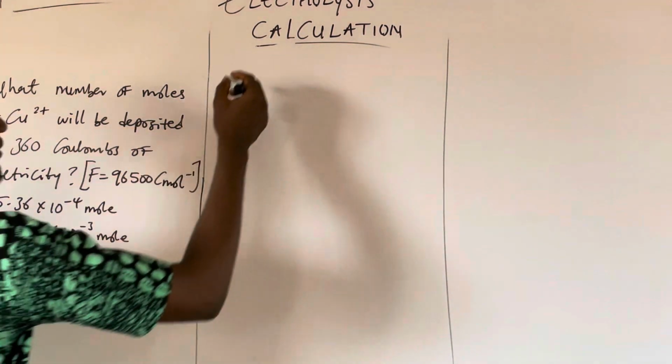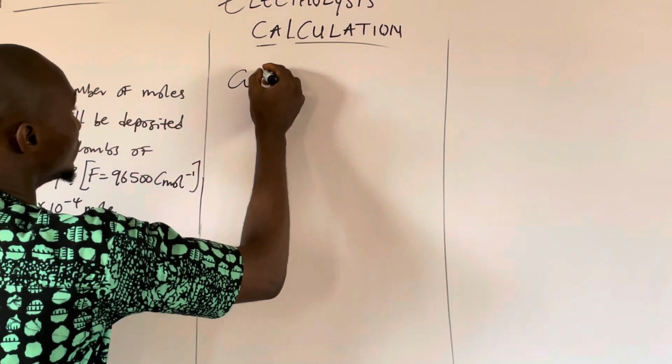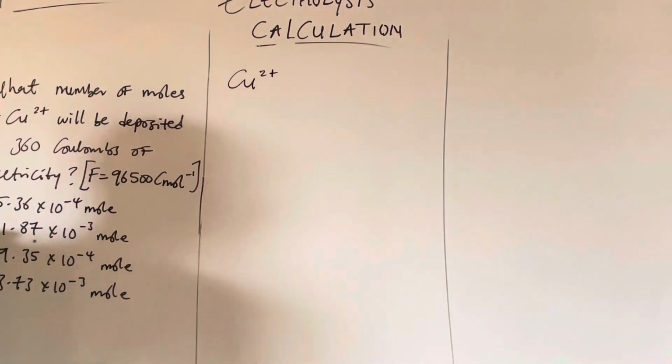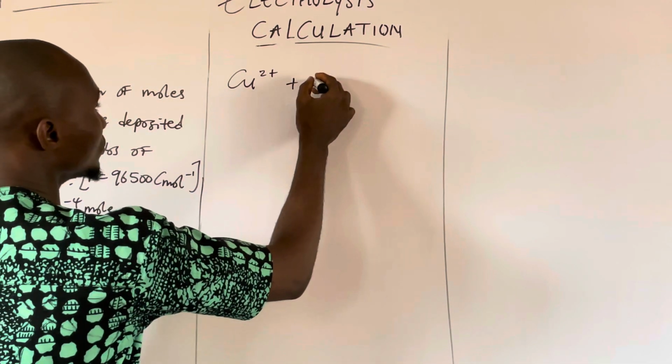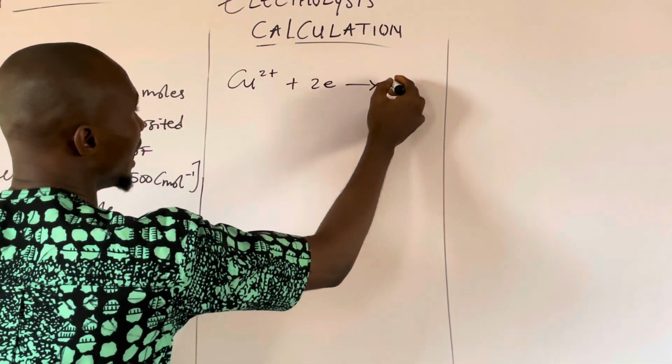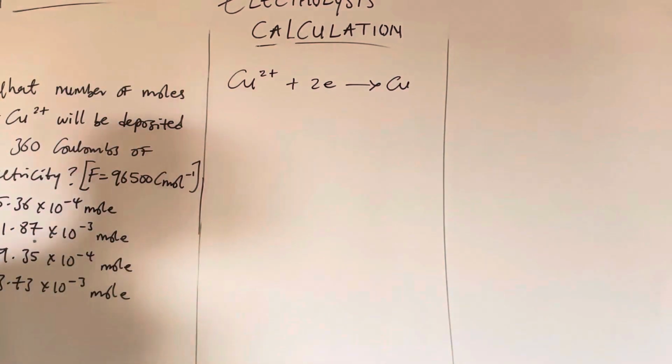So what do you have? This is copper 2 plus, we have 2 electrons, and you have ordinary copper, right?